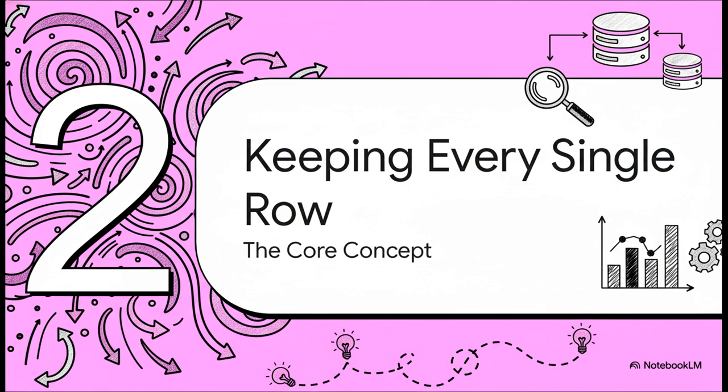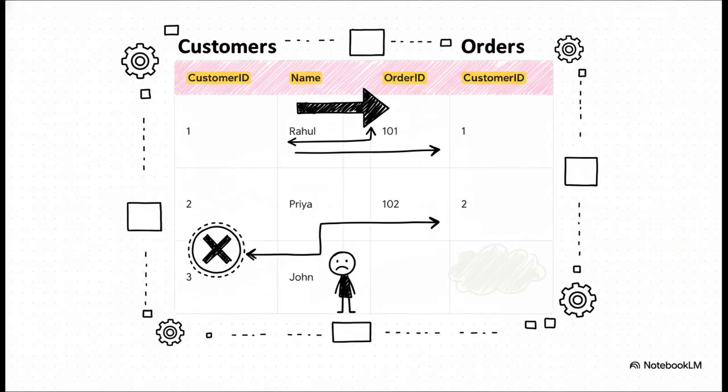Okay, theory is one thing, but seeing it work with a real example, that's when the light bulb really goes off. Let's get our hands dirty. So check this out. We've got two simple tables. On the left, our customers table, Rahul, Priya, and John. On the right, our orders table. Now you can clearly see that Rahul and Priya have placed orders, but our buddy John over there, he hasn't. If we used a regular inner join, John would be completely ignored.